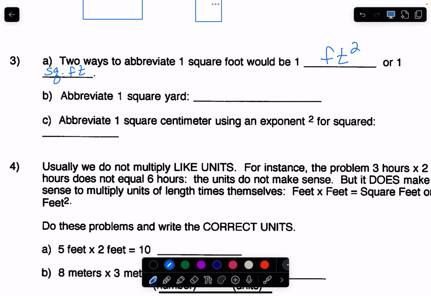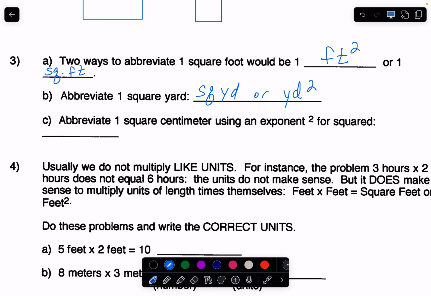So with that in mind, how could you abbreviate a square yard? Two ways. Give me two ways. Somebody tell me one way. Yes? SQ YD. Yep. So you can do SQ YD. What's another alternative way to abbreviate a square yard? What's another way? YD squared. Yeah, put that YD. Make sure you have the YD squared.